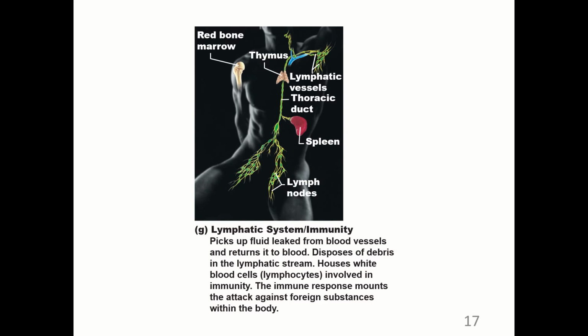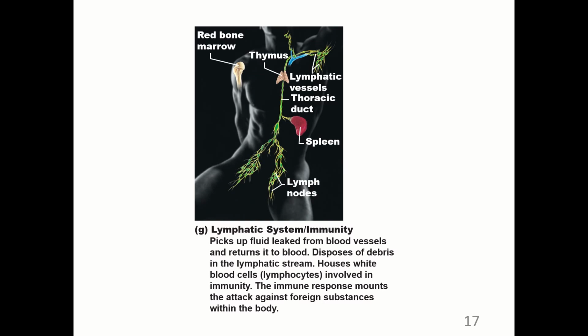The lymphatic system is also known as the immune system, and it has 2 very major functions. The lymphatic portion picks up fluid leaked from blood vessels and returns it to the blood. This helps to circulate tissue fluid throughout the body, cleansing it of pathogens and waste products, and also making sure that fluids are distributed evenly throughout the tissues.